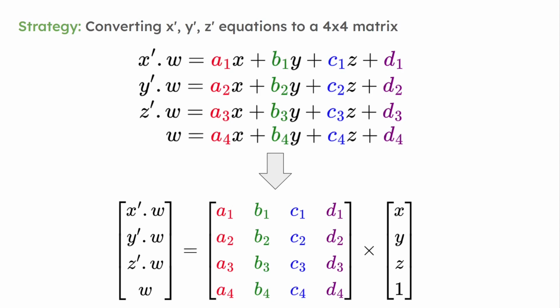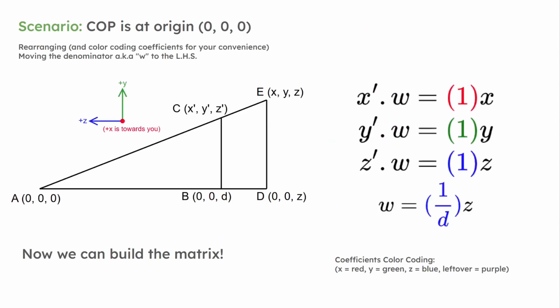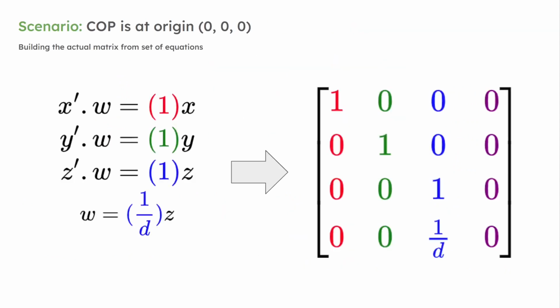All right. Using this strategy and our equations from earlier, we can now build the actual matrix. As shown here, we are placing these coefficients into the matrix and it will give us this nice little matrix. It is quite similar to the identity matrix, but look here, there is no 1 here, and in this part there's 1 by d. All right, so to perform simple perspective projection where the COP is at the origin, we only need to know the d value, or the distance between the COP and the projection plane.